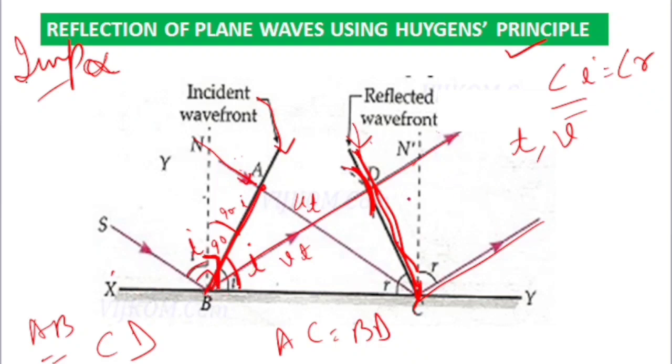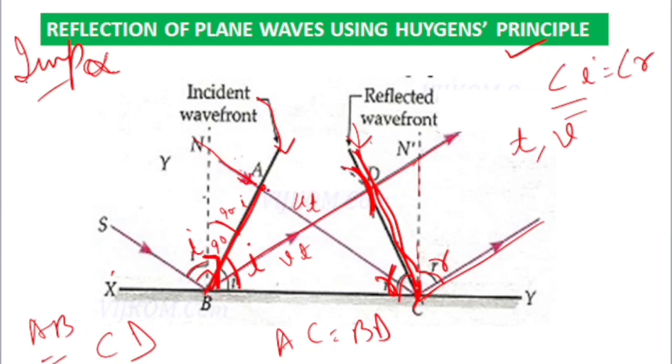In the same way, this is normal. This one is the reflected ray. So this is R. And again, by applying this, you get the angle between this reflected wavefront and this separating surface is R. Now you have to prove this I equal to R.